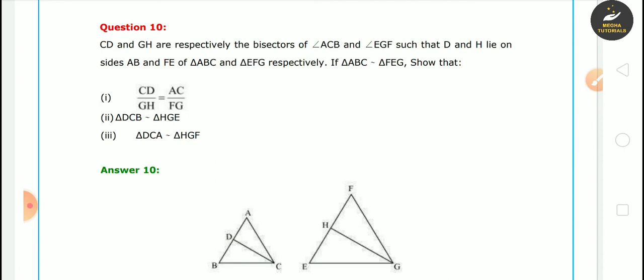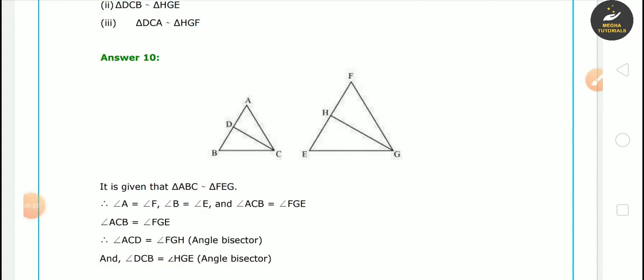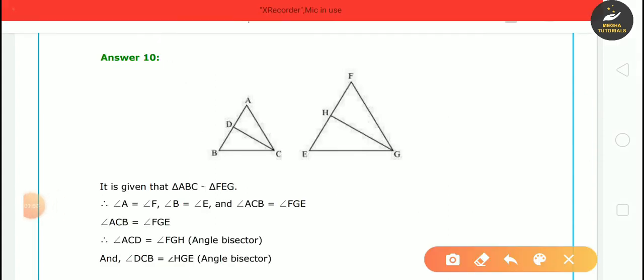So here in the given, CD and GH are angle bisectors and triangle ABC and triangle FEG are similar. Then we have to prove that CD upon GH is equal to AC upon FG. Then triangle DCB is similar to triangle HGE and triangle DCA is similar to triangle HGF. So let's find the solution. It is given that triangle ABC is similar to triangle FEG.